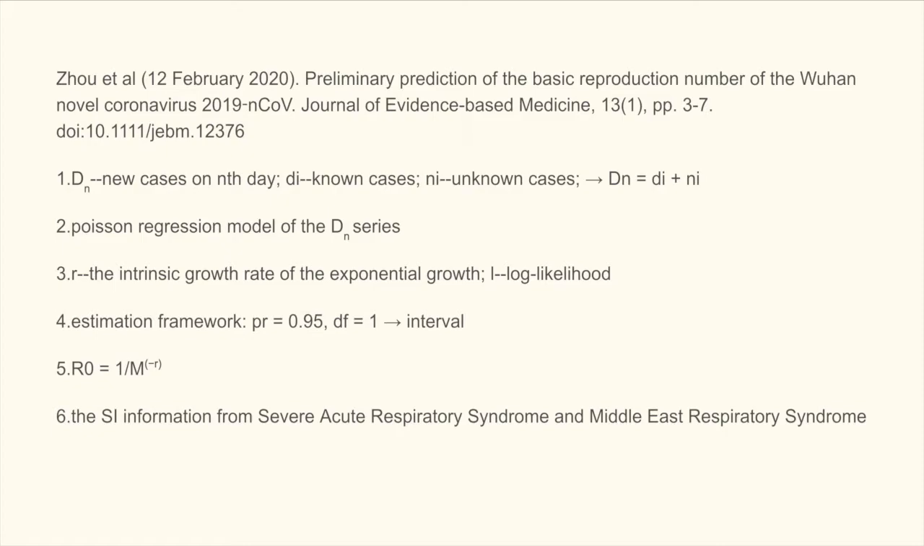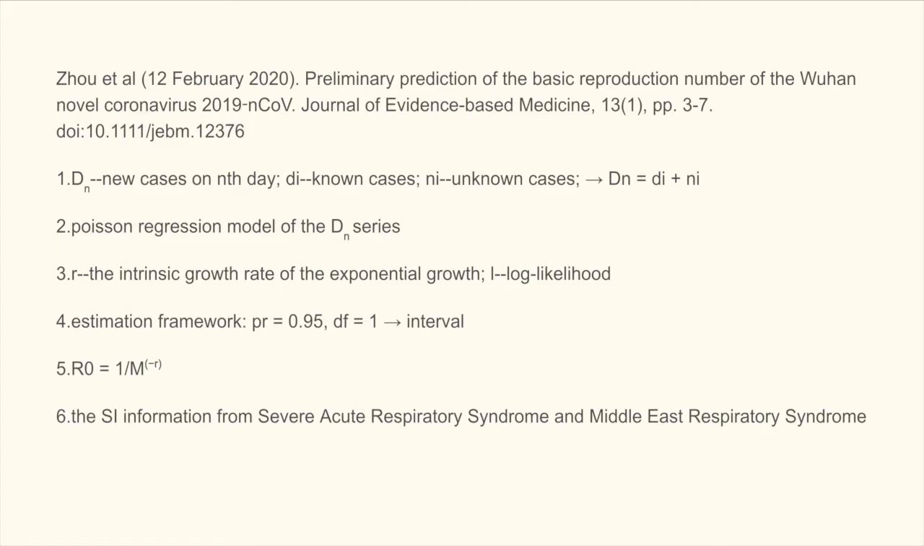After that, I modeled the Poisson regression model for the dn series as an exponential growing Poisson process. And then I estimated dn and the growth rate of the exponential growth, denoted by r, based on the log likelihood from the Poisson periods, denoted by L. I also used a profile likelihood estimation framework with a cutoff threshold determined by a chi-square criterion, PR equal to 0.95, DF equal to 1, to estimate the 95% confidence interval of the unreported cases. These functions can help us obtain the basic reproduction number.